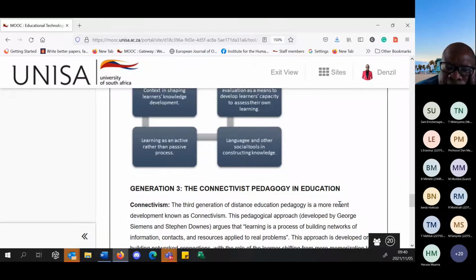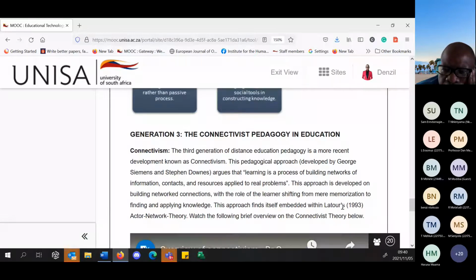And now this is the third one, colleagues, and something that I've written a bit on this, the connectivist pedagogy in education, but more specifically within my own discipline and what it means for us. And he talks about the connectivist approach. And here he draws on George Siemens and Stephen Downes' idea of connectivist theory, right? And they argue that learning is a process of building nodes of information, and nodes means points of contact.